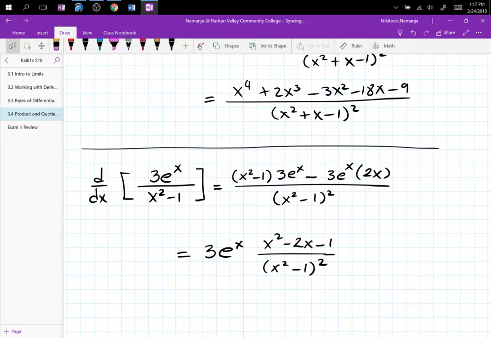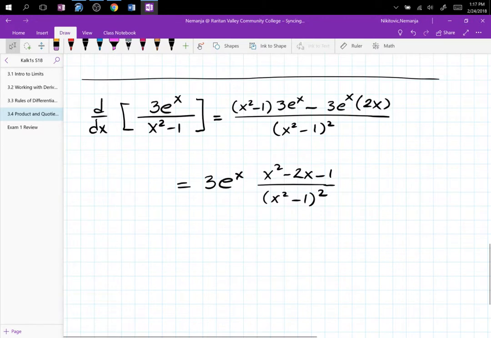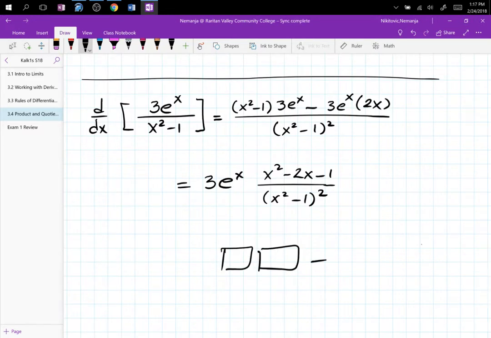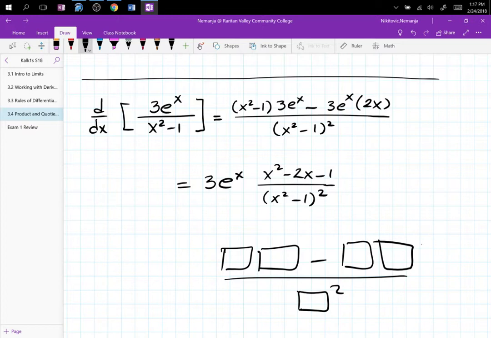That's it. You have to plug in the values in boxes: a box times a box minus a box times a box, divided by a box squared. Right? This is what it is. You have to learn what each box represents and plug stuff into it.